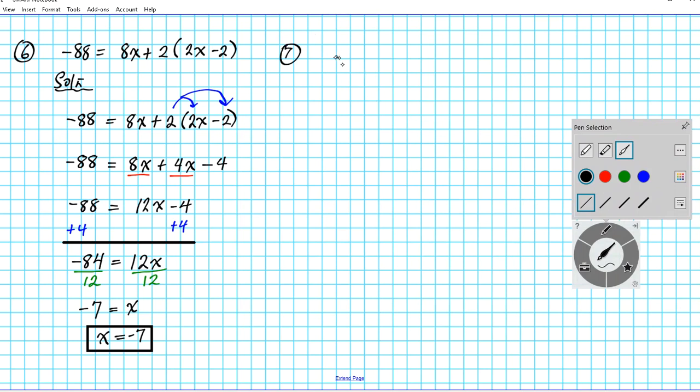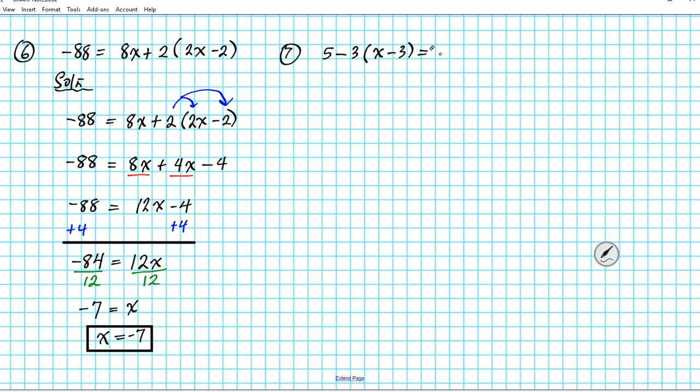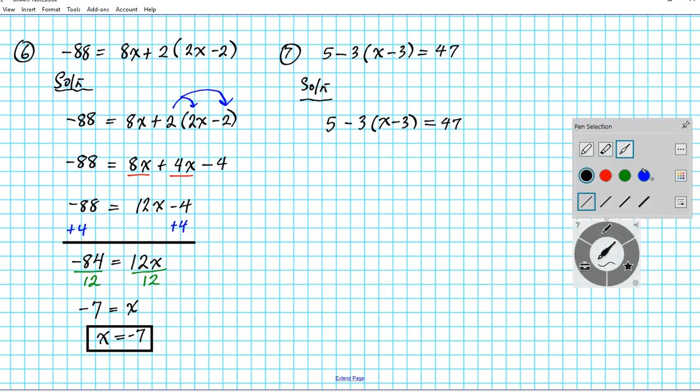Now what if we have the equation 5 minus 3 times the quantity x minus 3 equals 47. Let's go ahead and solve this. Alright, so just remember that anytime you have a negative number in front of a parenthesis, do not forget to distribute the sign also. Okay? So the first step here is to distribute. We're not just going to distribute 3, we're going to distribute negative 3. Okay, so the number and the sign will get distributed to these two terms in the parentheses.